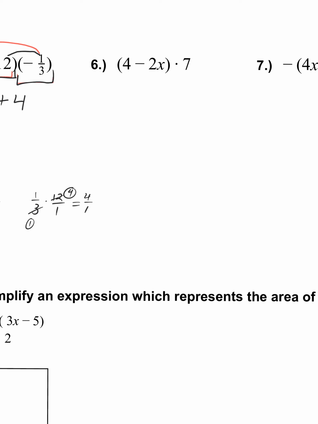We are going to first multiply 7 times 4, and 7 times 4 is 28. Then we are going to distribute 7 times negative 2x. That negative sign goes with the 2x. So 7 times negative 2 is negative 14, so this becomes a minus 14. And we bring our x down. Negative 2x times 7 is negative 14x.